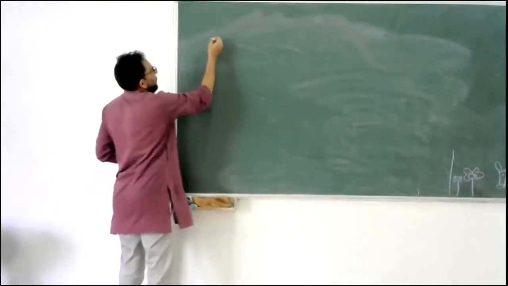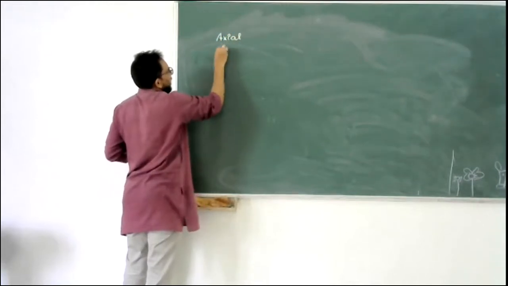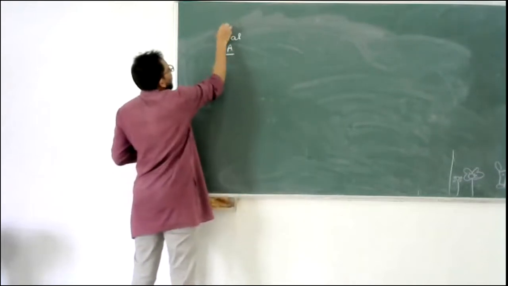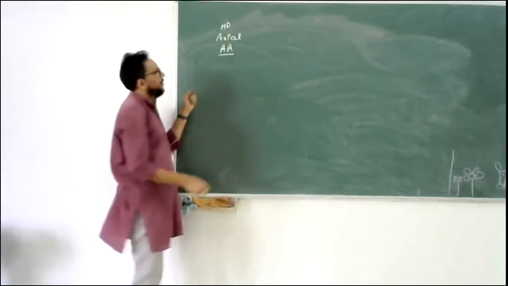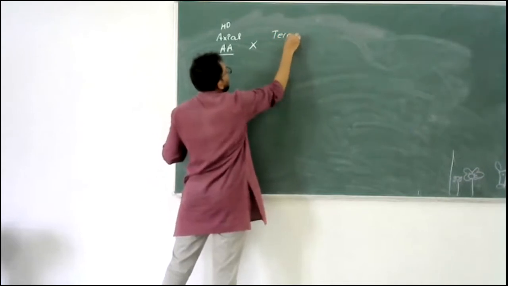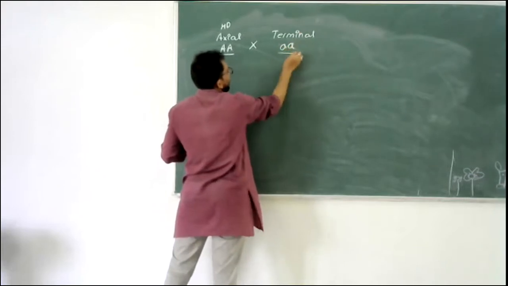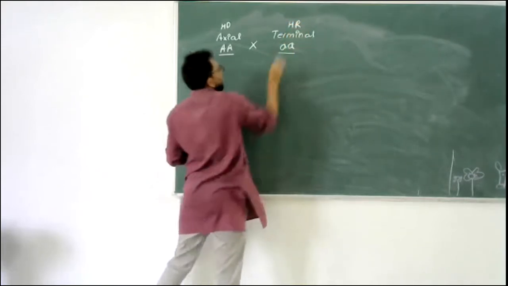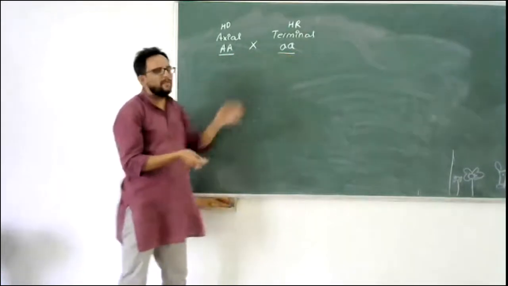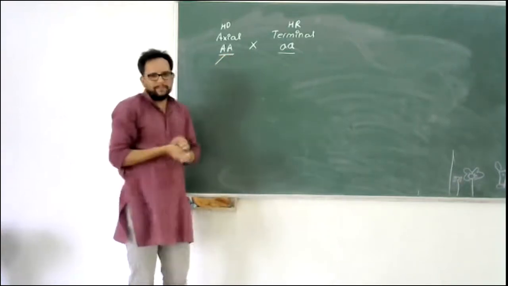Okay, so let's say again we have axial flowers, that is capital A capital A. This is homozygous dominant, right? Crossbred with terminal flowers, and that will be small a, small a. This will be homozygous recessive, correct? Homozygous dominant, homozygous recessive. Now, let's say each will produce two gametes, right?